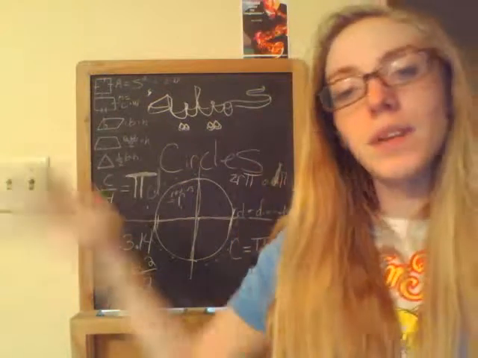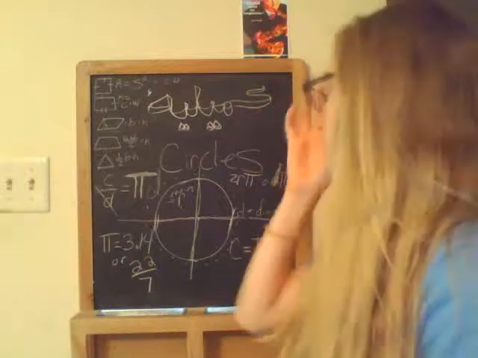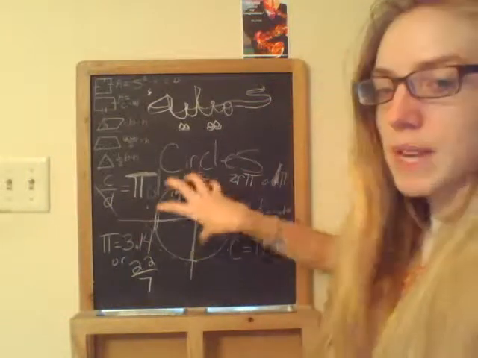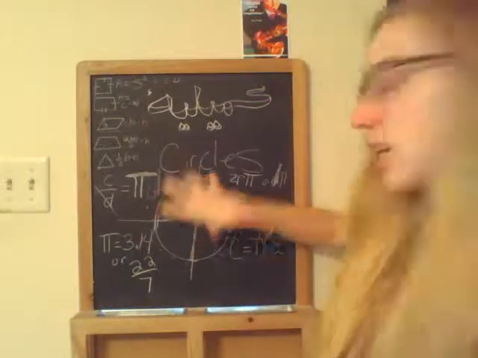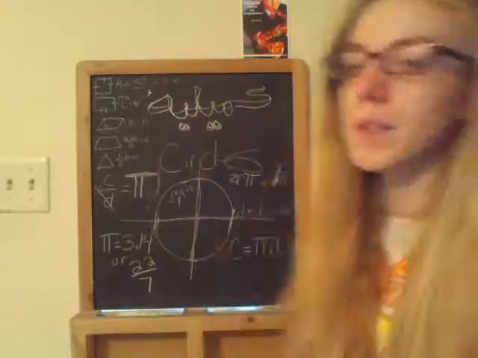And now that we know the basics of circles, we're going to start learning to recognize the things that rise up out of circles, whether it be like a cone or a sphere. So we're going to move into that next.